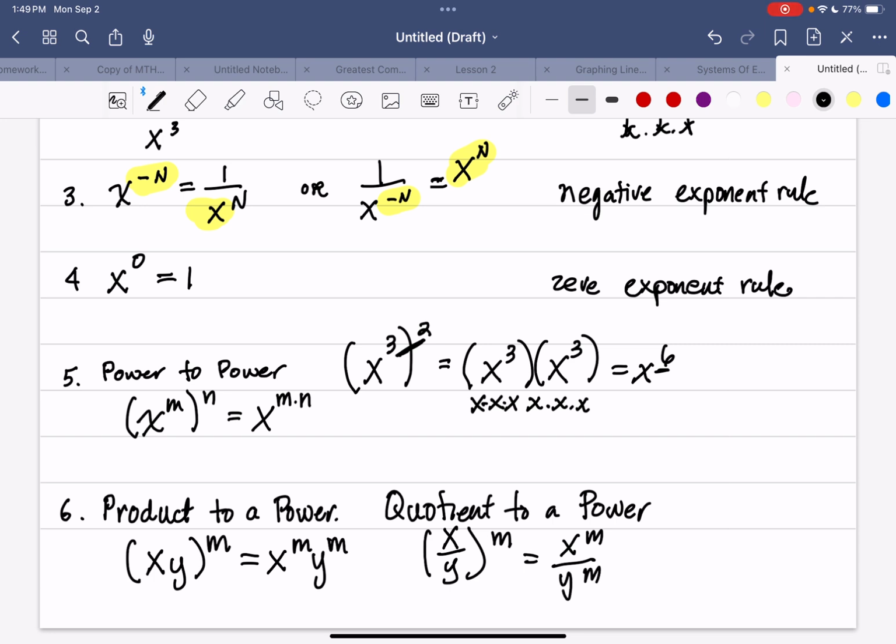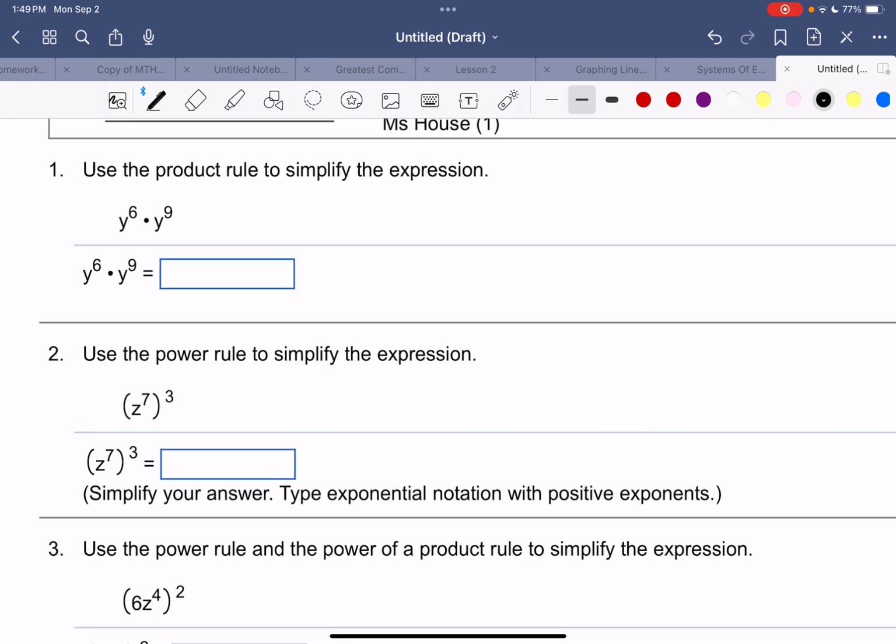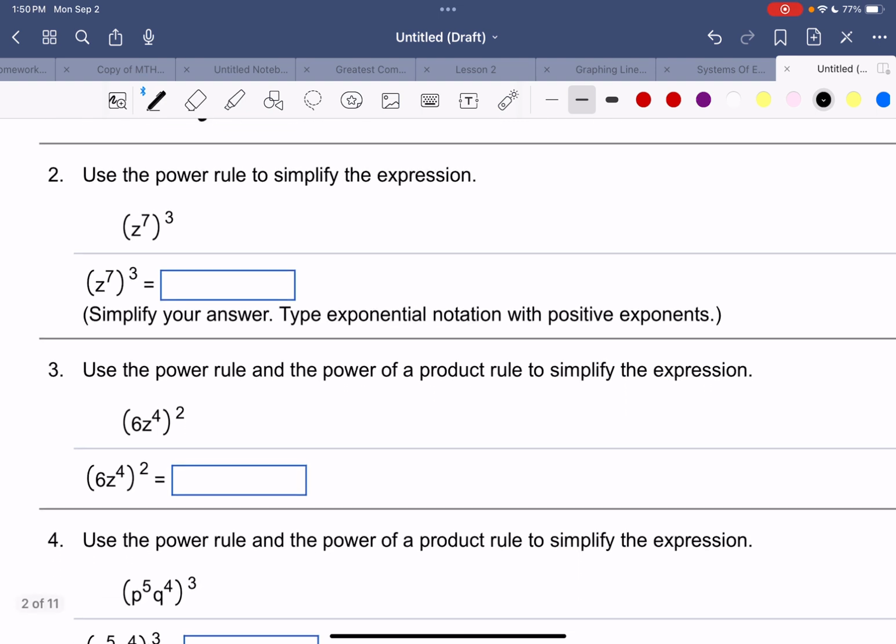So let's do some examples like what you'll see in your homework. Example 1, use the product rule. The product rule says that when you multiply like bases, you add your exponents. So this is going to be y to the 15th because 6 plus 9 is 15. The power rule, number 2, z to the 7th to the 3rd, says that when you raise a power to a power, you multiply. So I'm going to multiply 7 times 3, z to the 21.